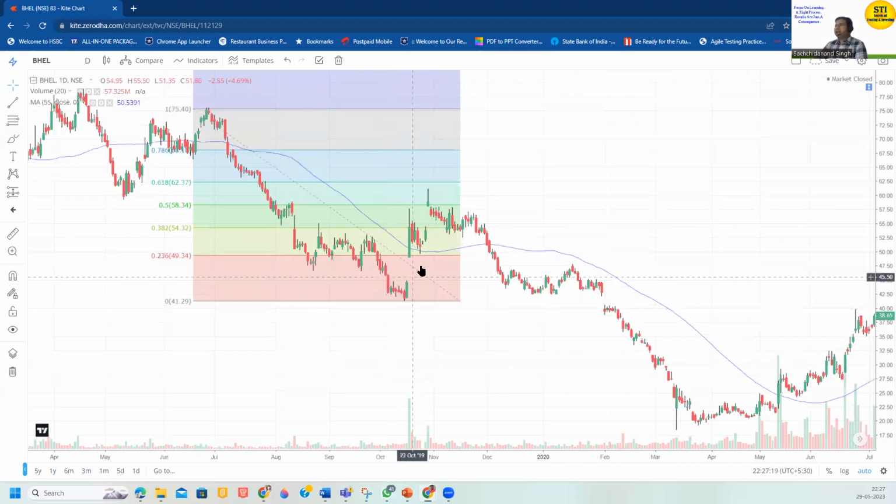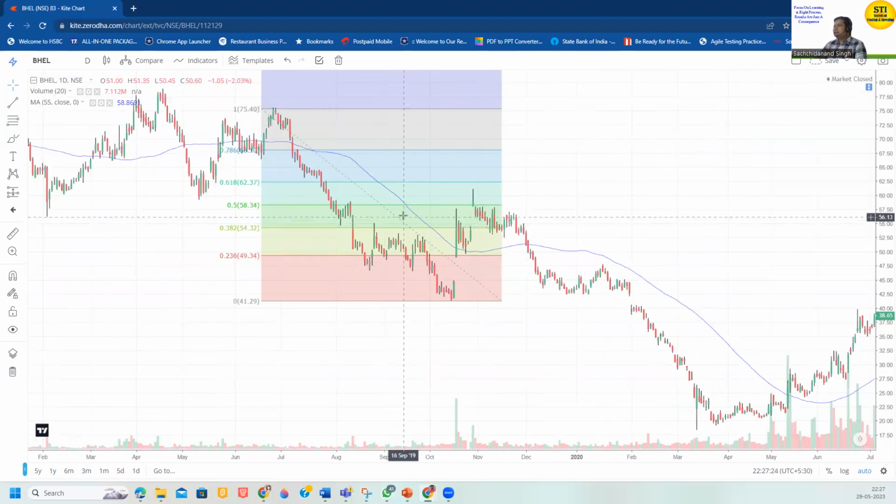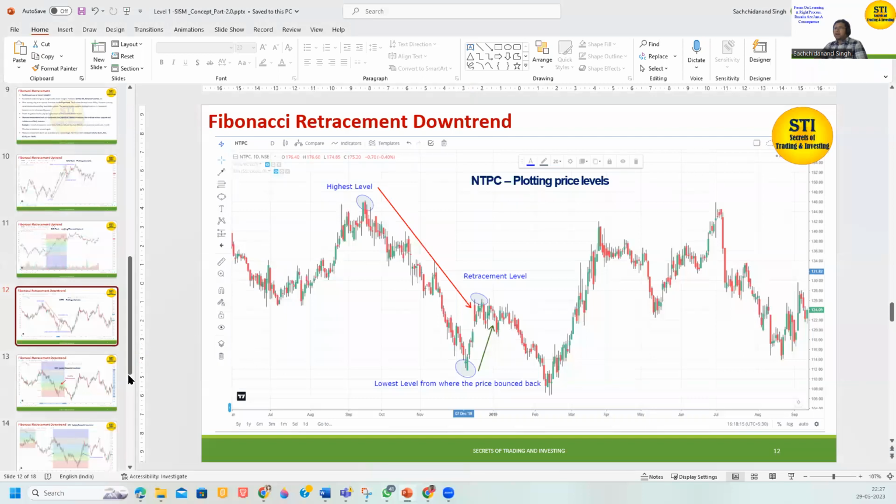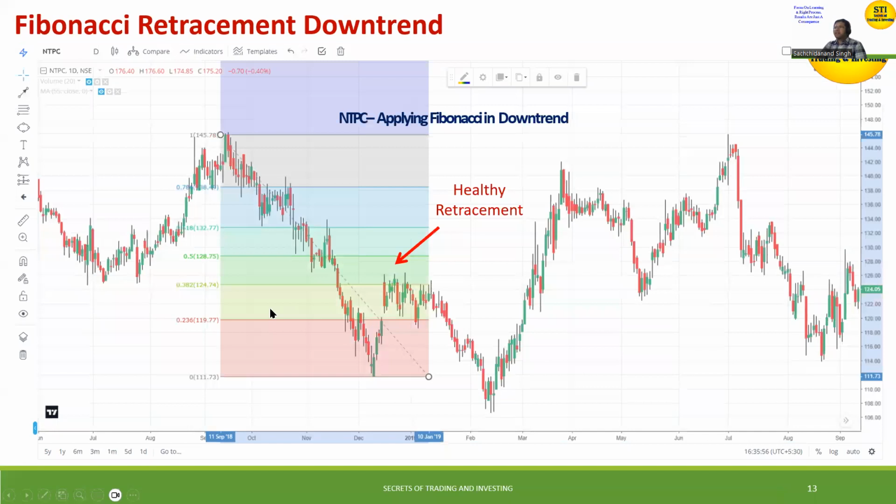But this is another classic example where 50% retracement is happening, but still it continues in the same direction. Before this point, it is moving in the downward direction, and again after 50% retracement, it is moving in the downward direction. But in general, as I said, Fib retracement up to 50% is treated as a healthy retracement. I'll just show you maybe a few more examples. NTPC is done.